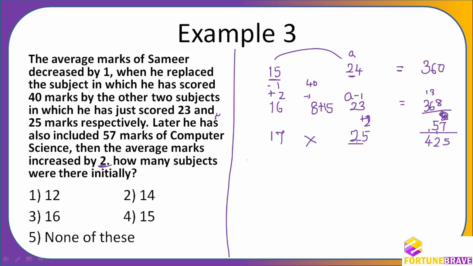17 into 25. Did you get it? 17 into 5 is 85. 17 into 2s are 34, plus 8 is 425. Did you get it? Okay, great. So this is how we'll solve these kind of questions.